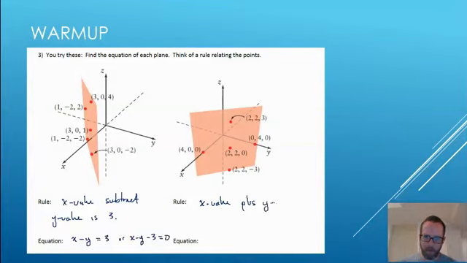Plus y value is 4. So the equation for that plane, or an equation, would be x plus y equals 4, or x plus y minus 4 equals 0. So none of those rules had a z component in them, and lots of planes do. We'll see that. But hopefully this warm-up gets you used to the idea that, just like a line in R2 is just a graph of all the points that satisfy the equation, the same thing is true with planes in R3.